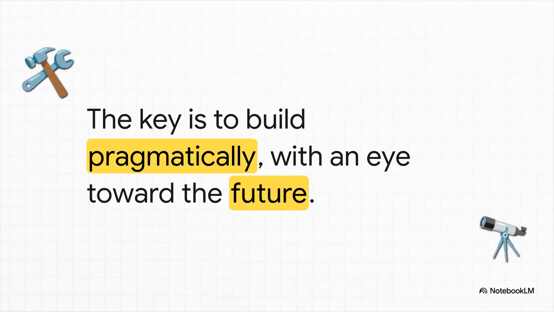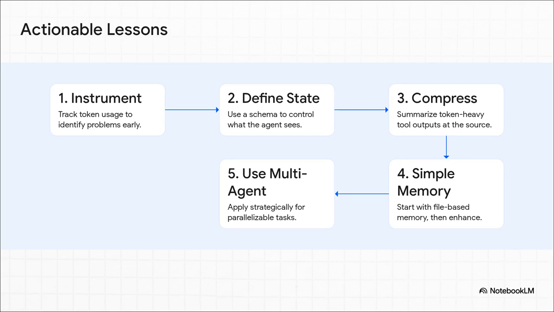So what does this actually mean for a developer trying to build something right now? Do you just throw out the whole context engineering toolkit and wait for the models to get a million times bigger? Of course not. The key is to be pragmatic, to build for today, but with a clear eye on where things are heading tomorrow. And that leads to a super practical set of rules for anyone building agents.